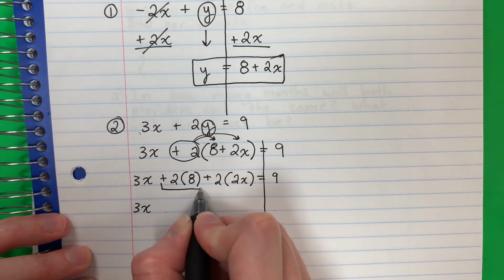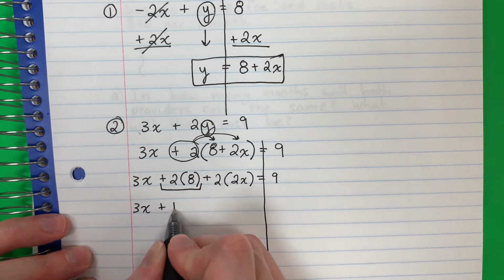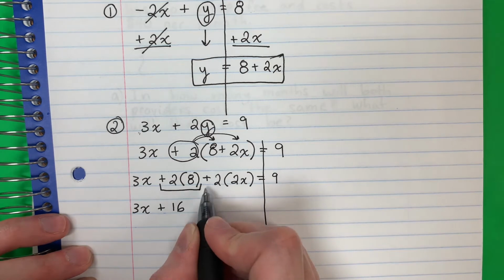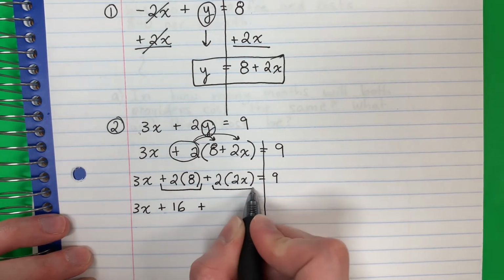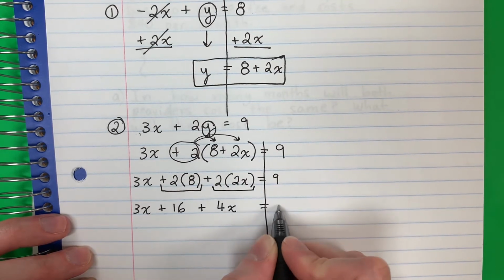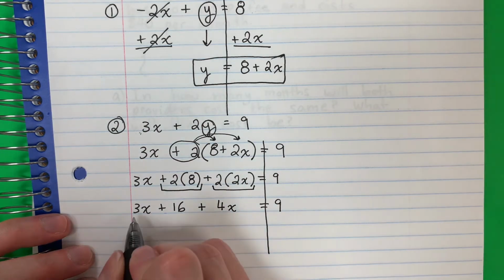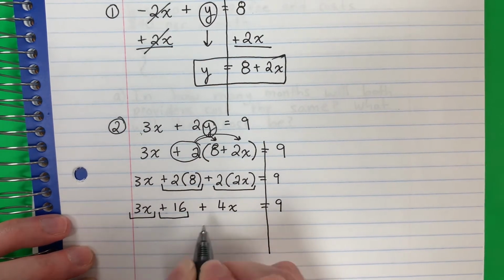I'm going to do 2 times 8, 2 por 8. 2 times 8 is positive 16. Okay, copy the plus, copy el más. 2 times 2, 2 por 2, 4. Copy x equals 9. How many parts? ¿Cuántas partes? 3. 1, 2, 3.